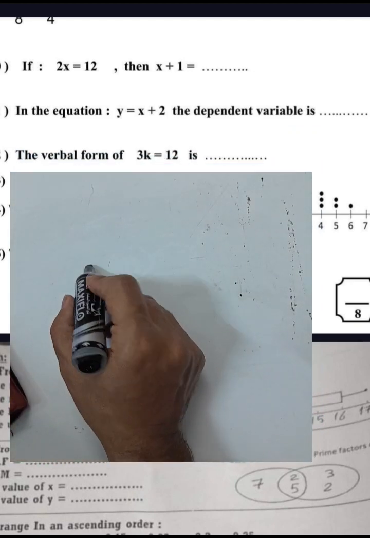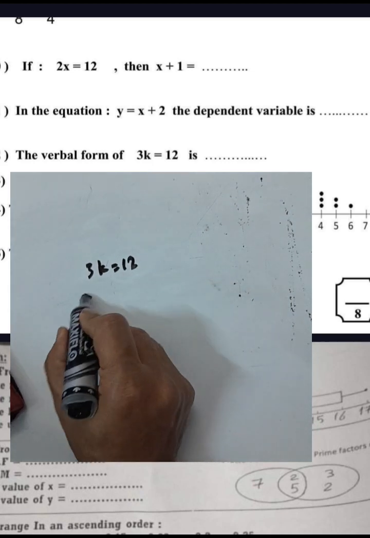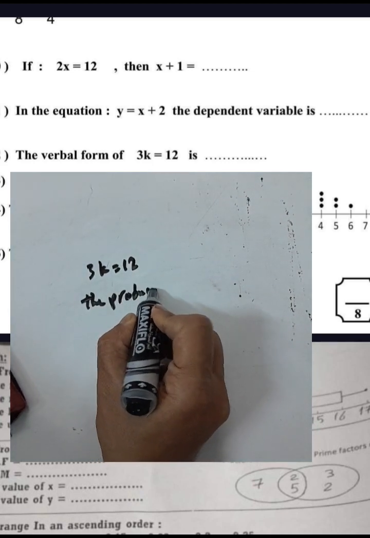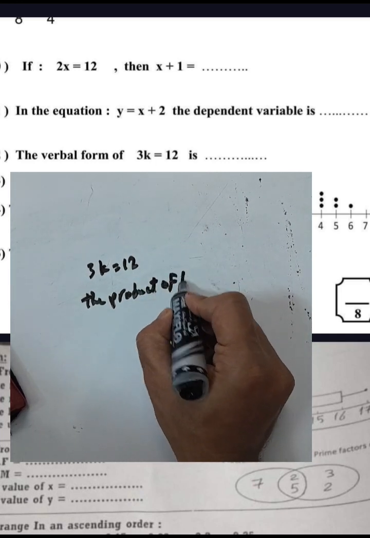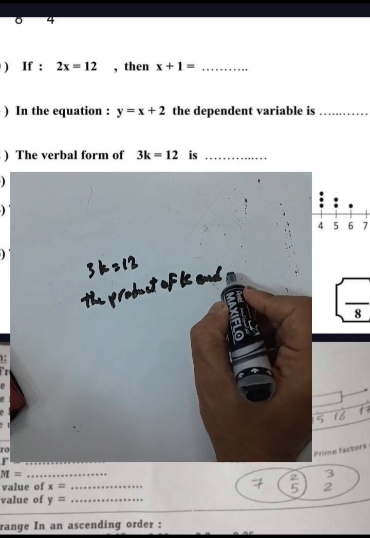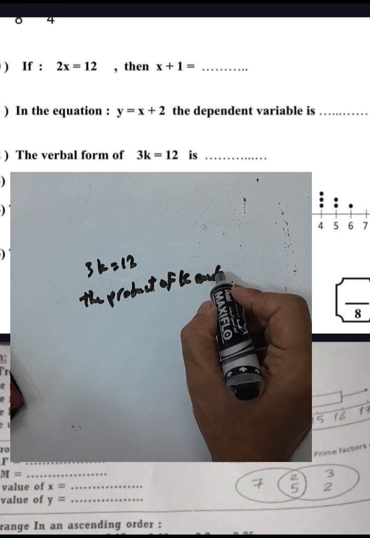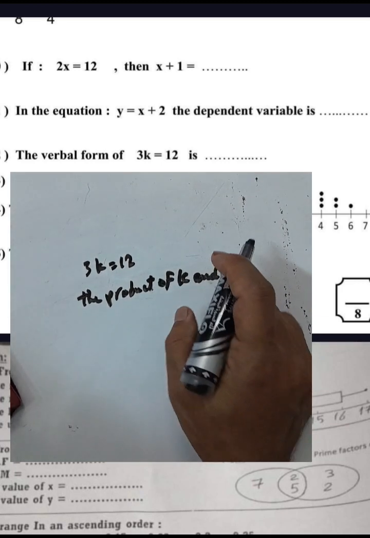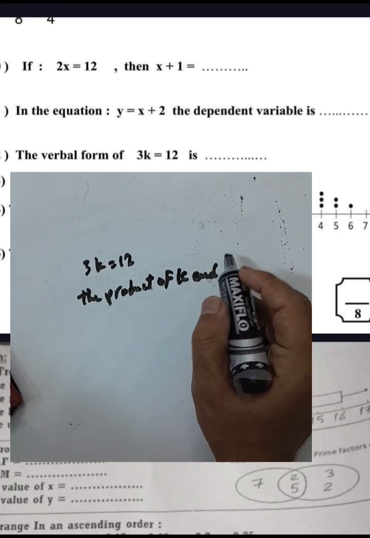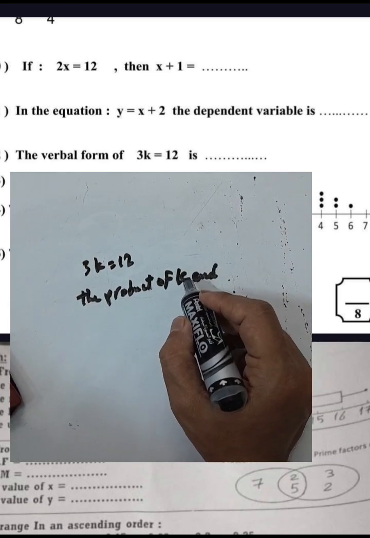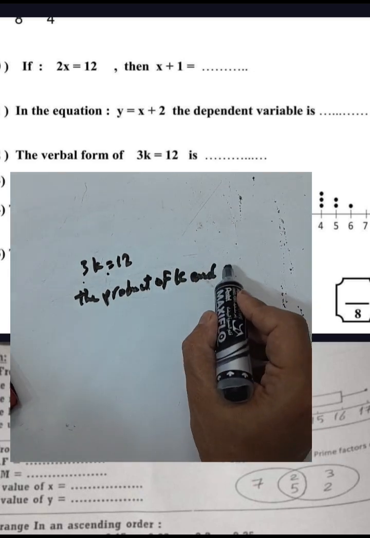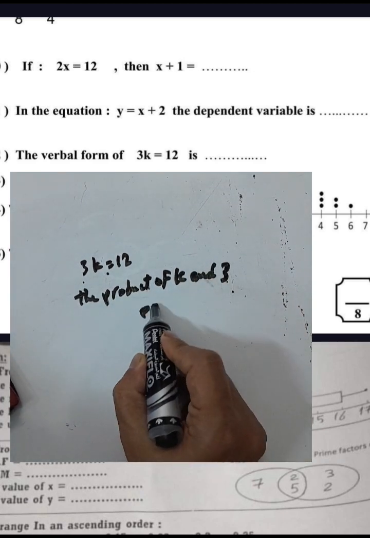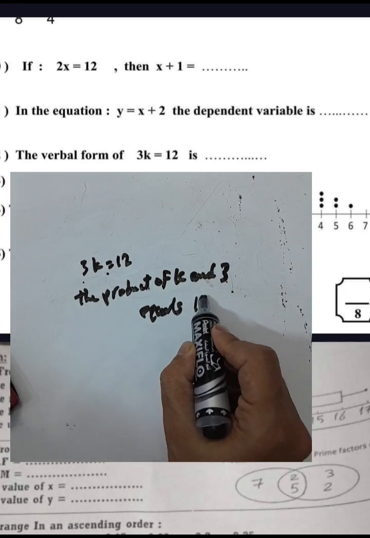Question here, the variable form of 3k equals 12. The product of k and 3, or the product of 3 and k, equals 12.